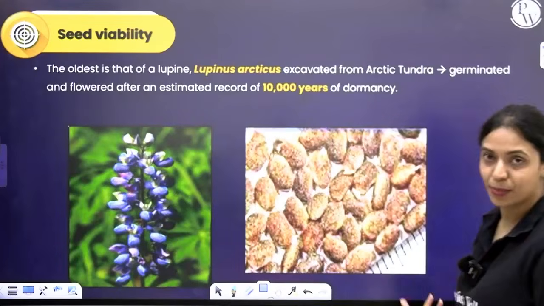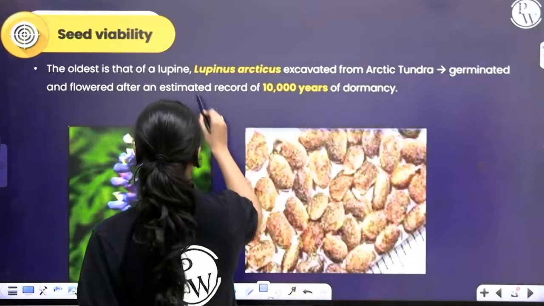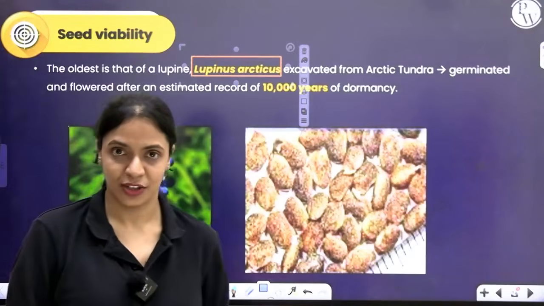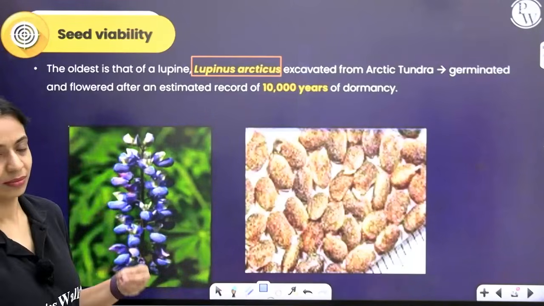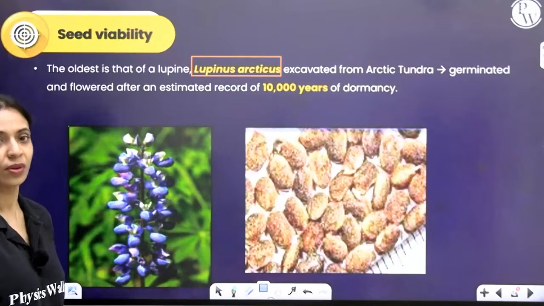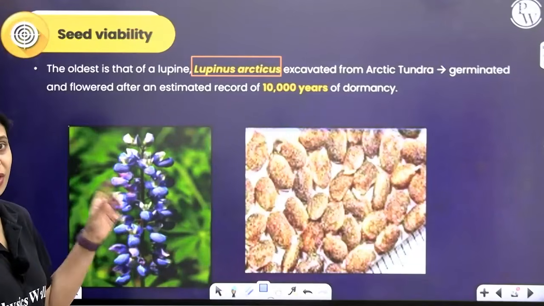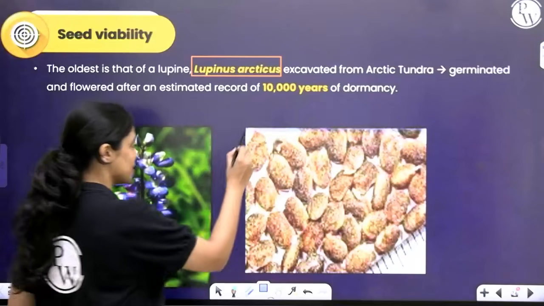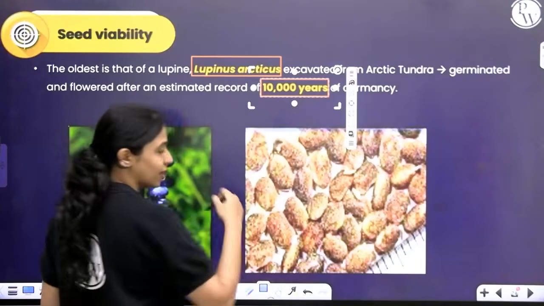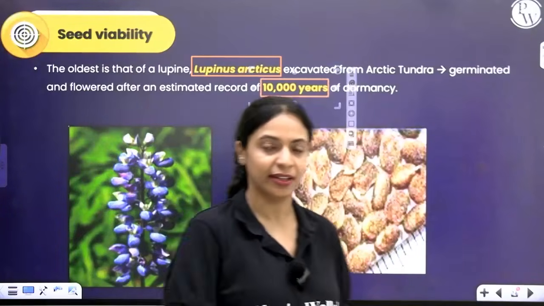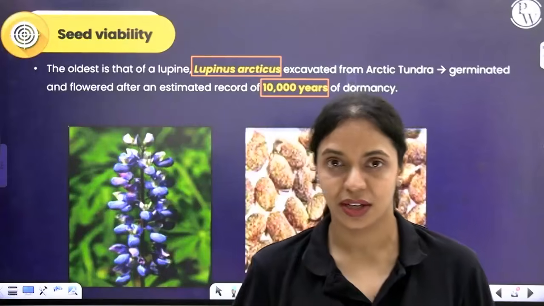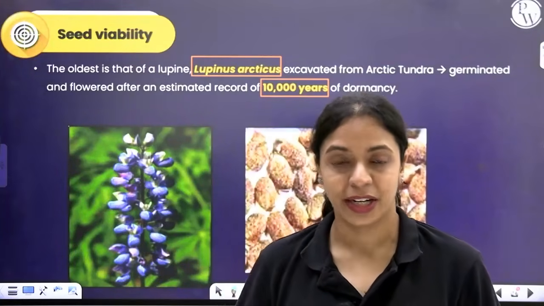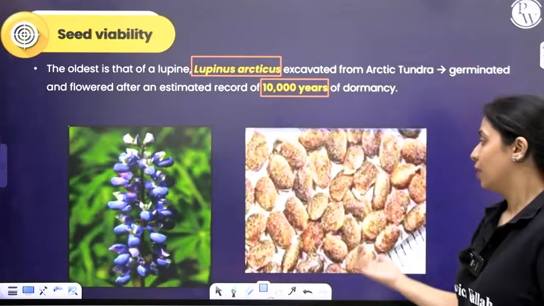There are two examples given in NCERT. There is one plant called Lupinus arcticus. This was excavated from the tundra region where it's very, very cold and of course there's a lot of ice and snow. The seeds of this plant were buried under the snow for a really long time, for 10,000 years. After they found it, thawed it and germinated it, this seed, which was 10,000 years old, did germinate after it was sown and produced flowers as well.